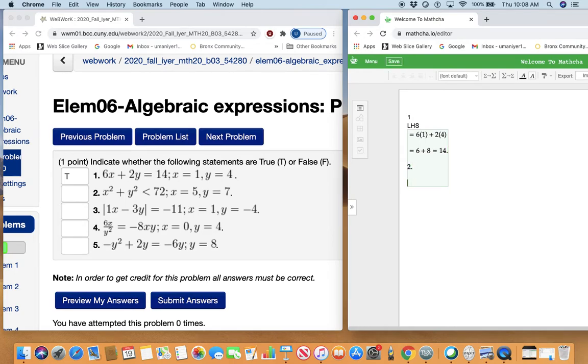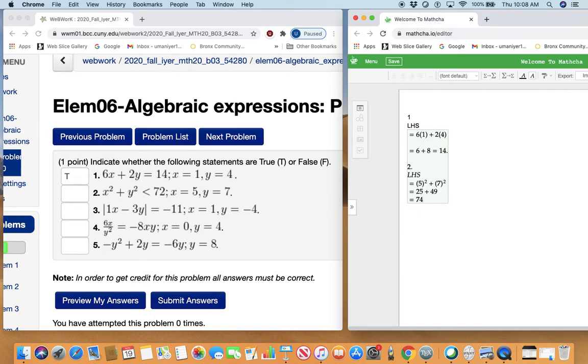Second question. Let's look at the left hand side. I have variable power 2 plus variable power 2. That is X and that is Y. All right. Exponents: 5 squared is 25, plus 7 squared is 49. If I add 25 and 49, I get 74.